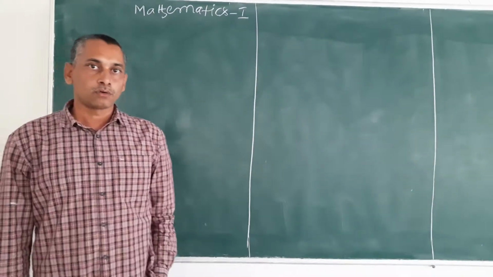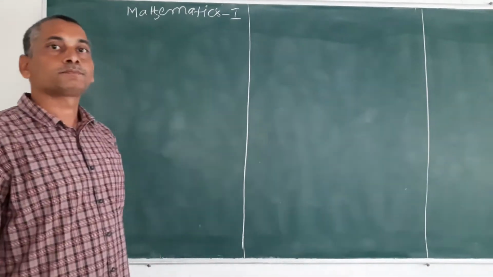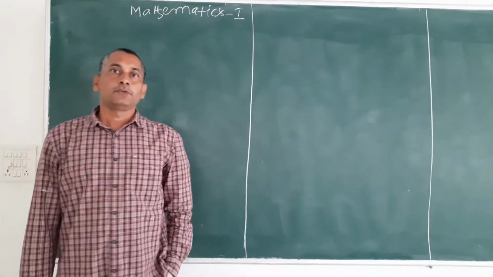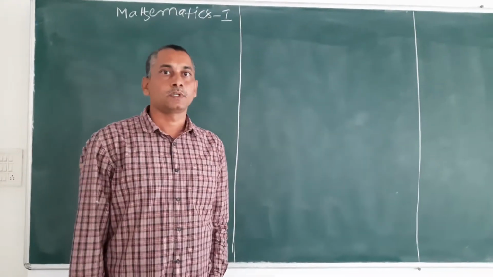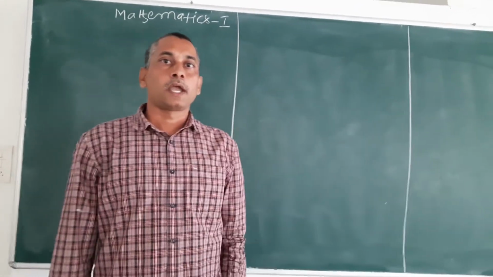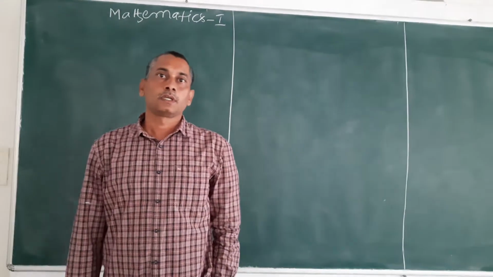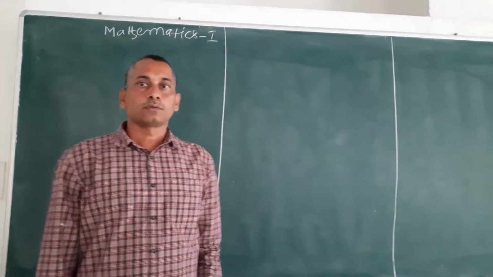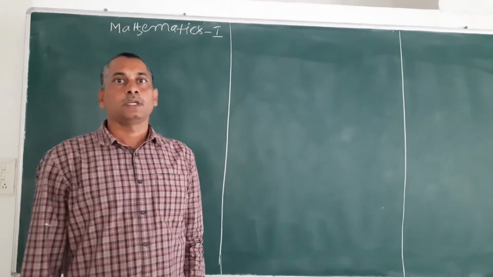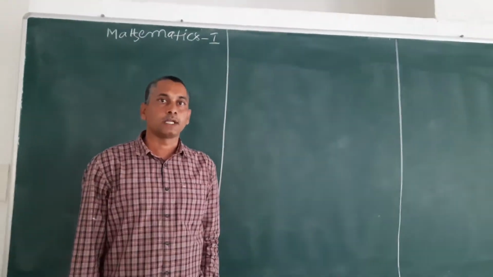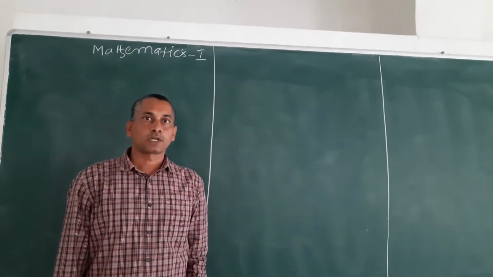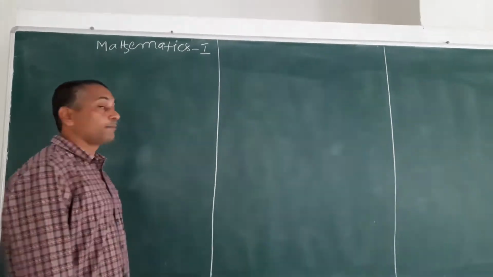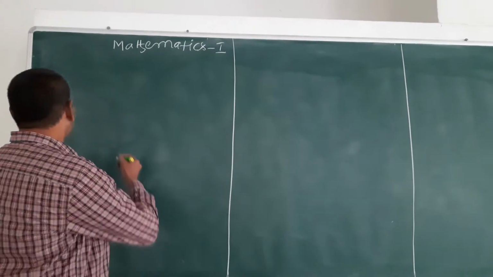I am going to now start Mathematics 1. In Mathematics 1, 5 units are there. Unit 1, Matrices. Unit 2, Eigenvalues and Eigenvectors. Unit 3, Sequence and Series. Unit 4, Calculus. Unit 5, Multivariable Calculus, means partial differential equation. From Unit 1, Matrices. What is matrices?